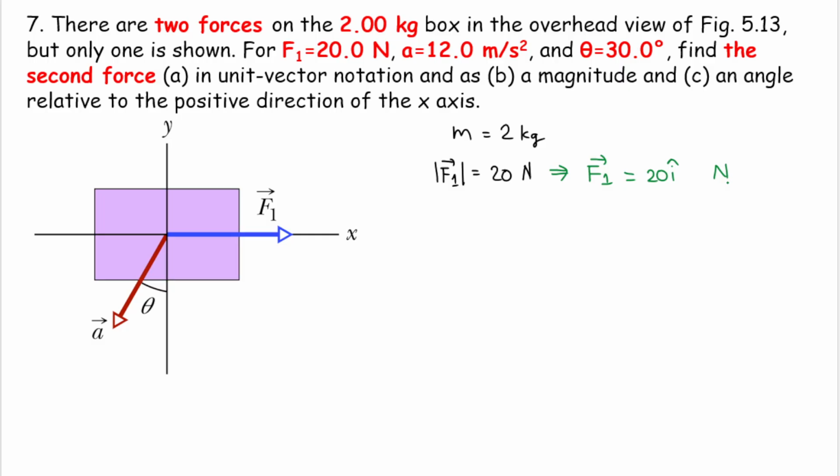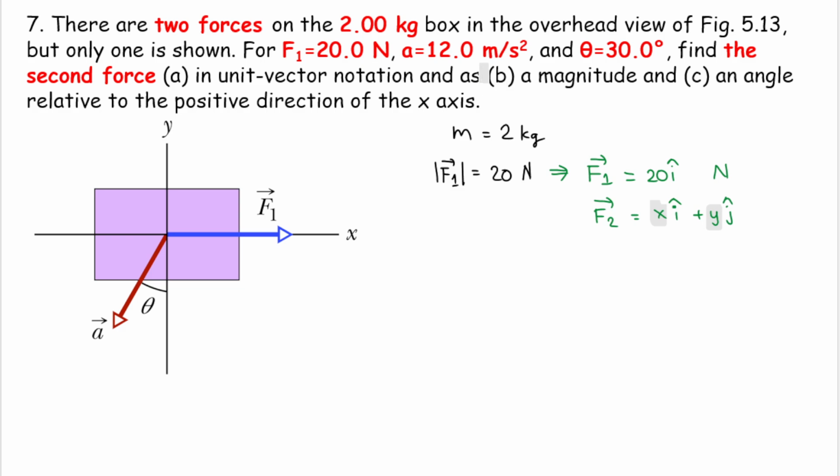And we need to know what F2 is, right? So maybe let's name F2 here. Let's name this x in the i direction, and then plus y in the j direction. And we need to find out what x is and also what y is, right? And that is our goal.